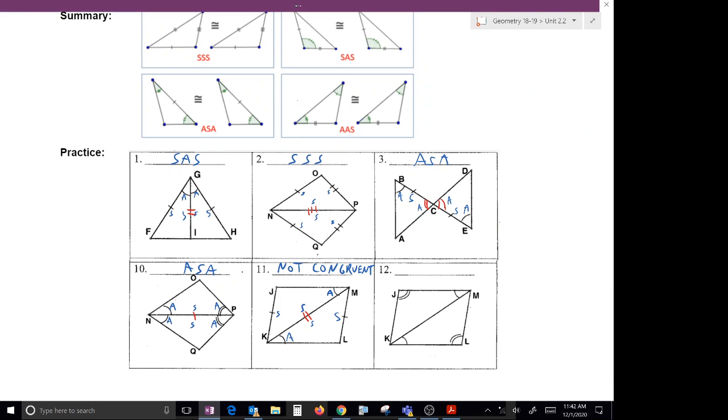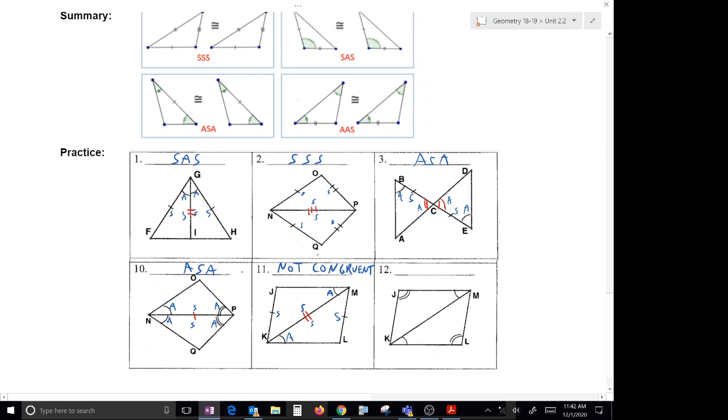And then our last example here, go ahead and mark our shared side. And then I've got an angle, and a side, an angle, and a side. So that is AAS. All right, and that's the end of this lesson.